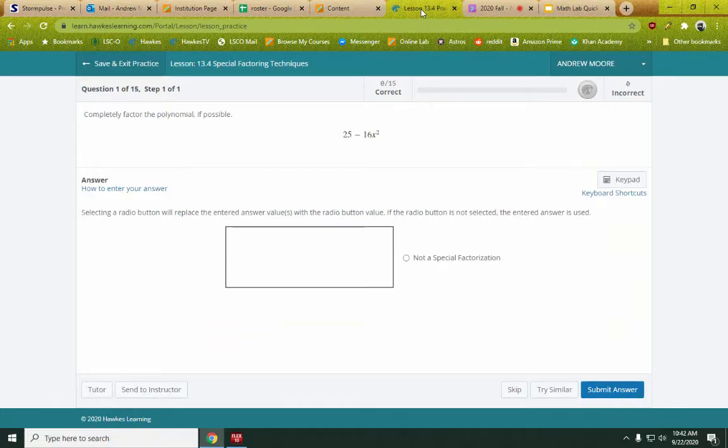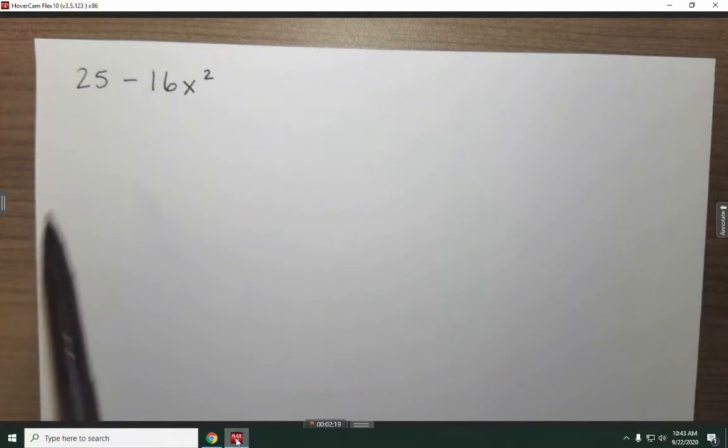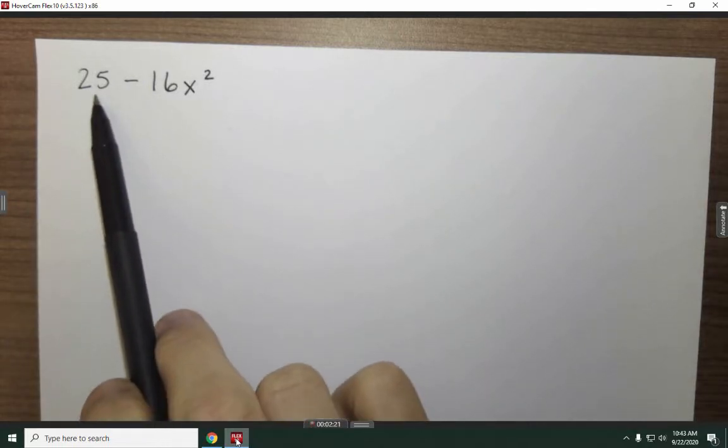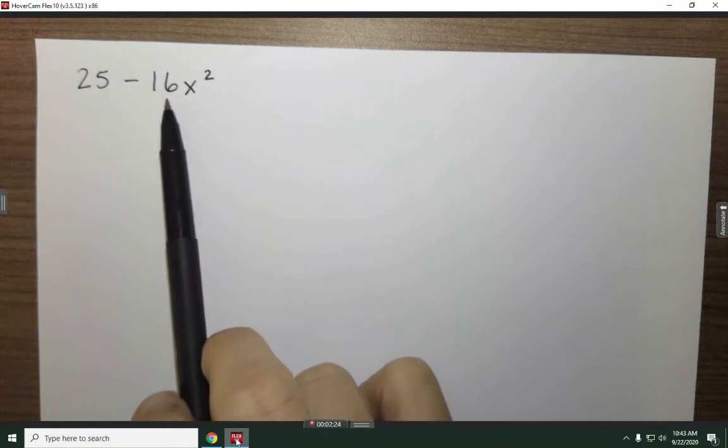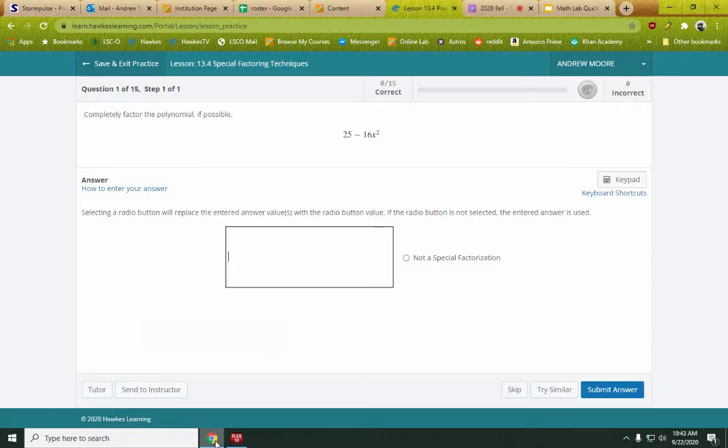So the first one says completely factor a polynomial if possible. We've got 25 minus 16x squared. So the very first thing we're going to ask ourselves in problems that look like this is: is this a perfect square? If you answer yes, this is a perfect square, and this is a perfect square. I'm going to give you a little thing really to know that is a perfect square. Here's a list of perfect squares.